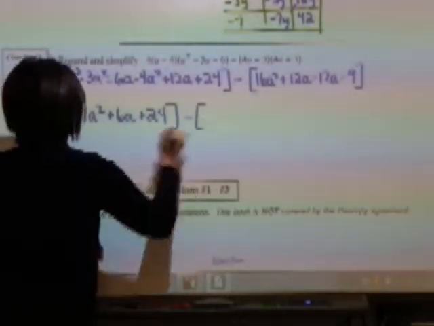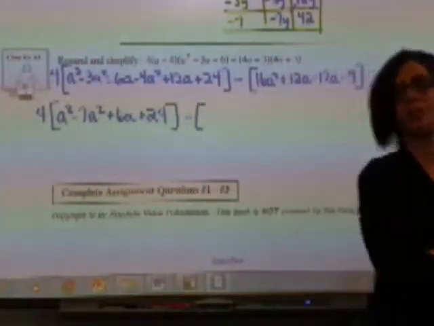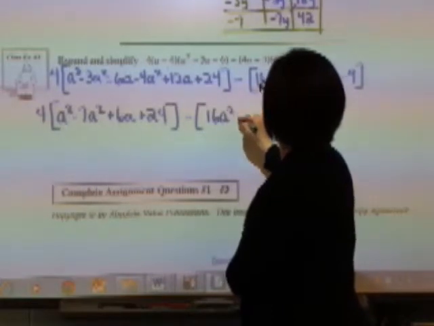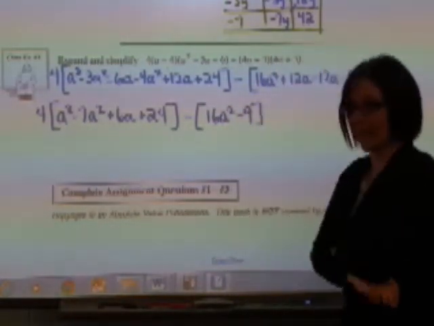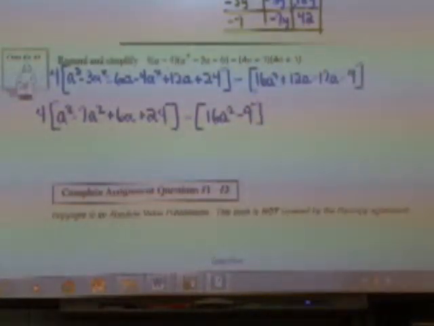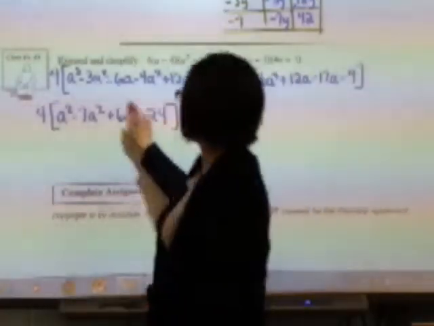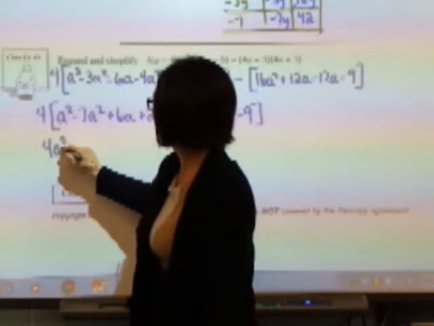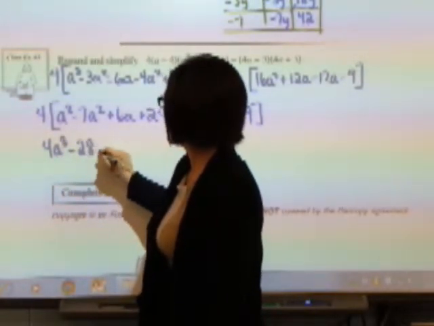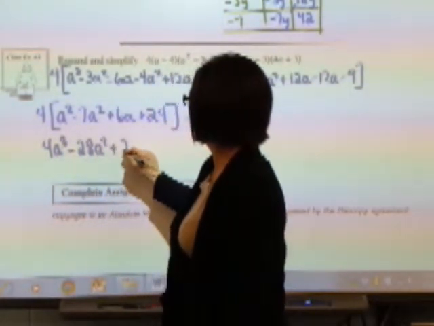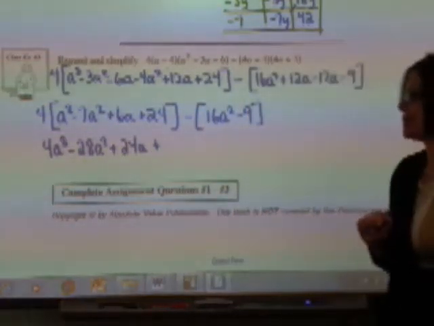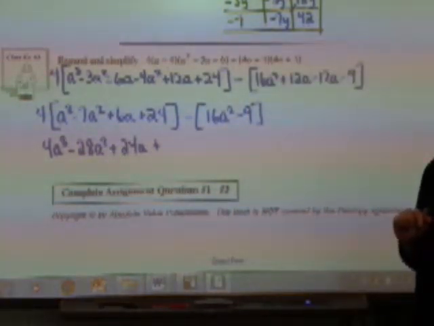Okay, and then when I collect the like terms in the second expression, 16a squared minus 9, because the two inside terms canceled out, okay? Now I can multiply everything in here by 4. So 4a cubed minus 28a squared plus 24a plus 96.